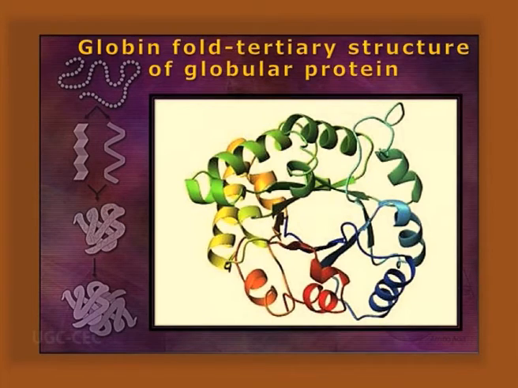So, globular proteins are called spheroproteins. They have the globin fold. They can be detected by the tertiary structure, the three-dimensional structure. Globin fold means the hydrophobic residues are buried inside and hydrophilic residues protrude outside.